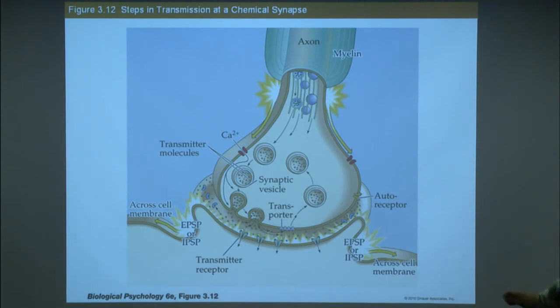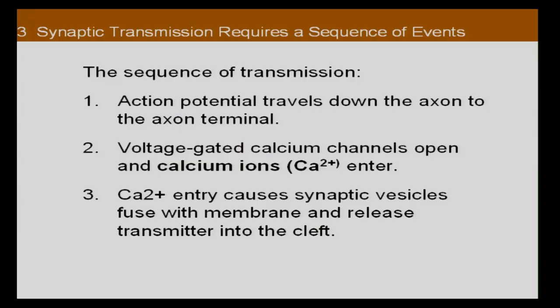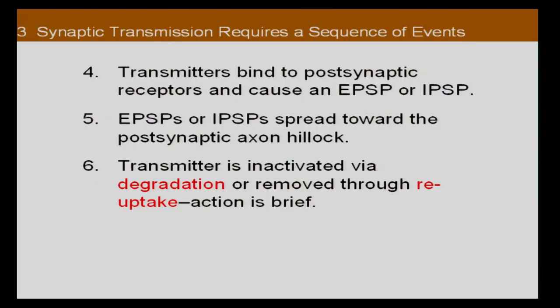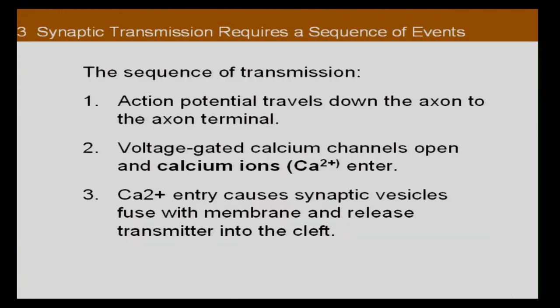And what the calcium is doing is allowing these synaptic vesicles to fuse with this membrane and spit out its neurotransmitter. Okay? So we have voltage-gated calcium channels. Calcium entry causes synaptic vesicles to fuse with the membrane and release transmitter into the cleft. Okay, so what happens? We have transmitter into the cleft. Now we jump over to the postsynaptic side. Again, this is the cell body or the dendrite of the next cell. What's happening there?